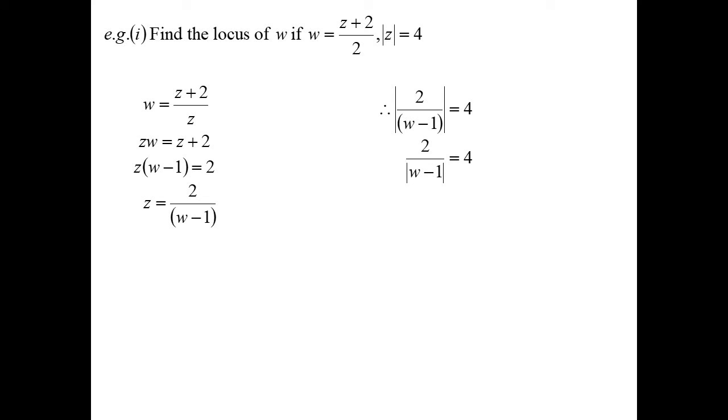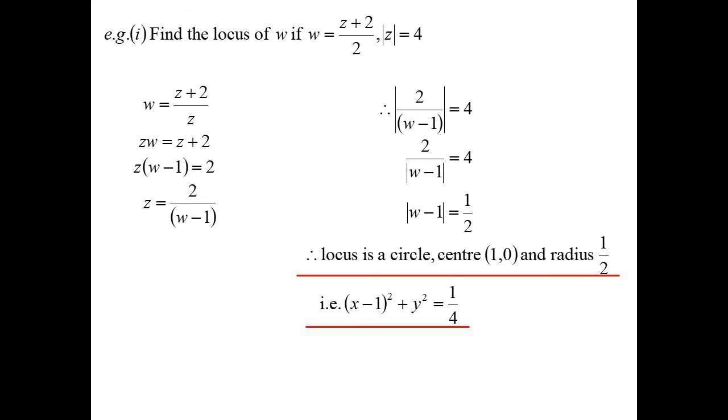Well, as it stands at the moment, it's not immediately obvious, but if I play around with it, absolute value of 2 is, of course, 2. Turn both sides upside down and also move that 2 over as well. We'll get that the modulus of w minus 1 is equal to half. Now that's something I recognise. Modulus equals a constant number. I know I got a circle. So it's a circle. The centre's at 1, 0. The radius is a half. That would be its equation there.